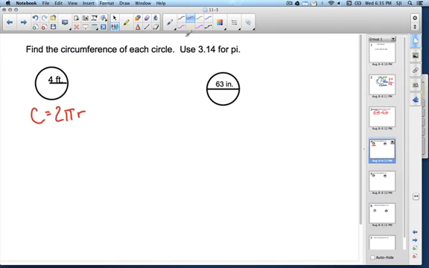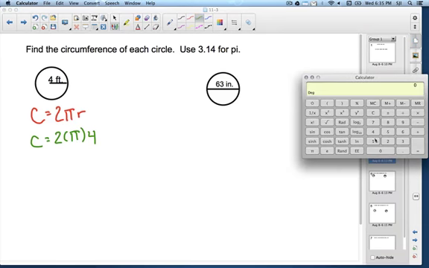Now that I have the formula written down, I'm going to substitute my length for the radius, 4, into this equation. So that means C equals 2 times pi times 4. So now we're going to go to our calculator because we need to multiply 2 and pi and 4. So remember, it doesn't matter what order we put the numbers into the calculator because we're multiplying. So I'm going to go 2 times 4 equals 8. And then I'm going to take that answer and multiply it by 3.14.